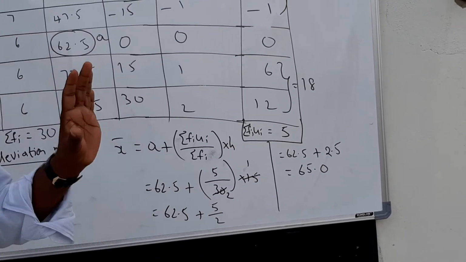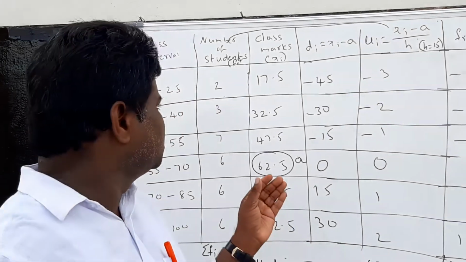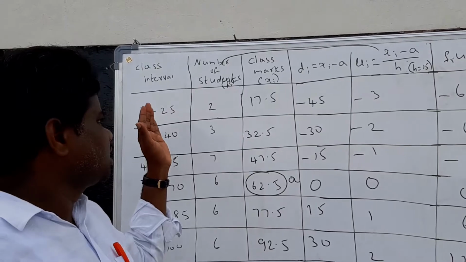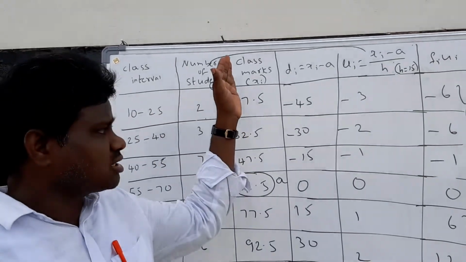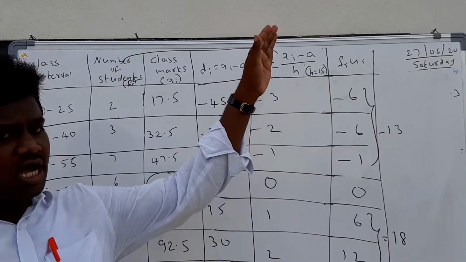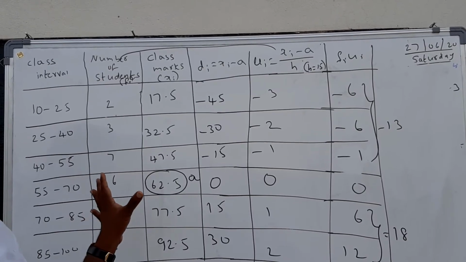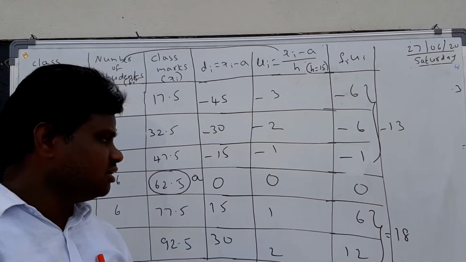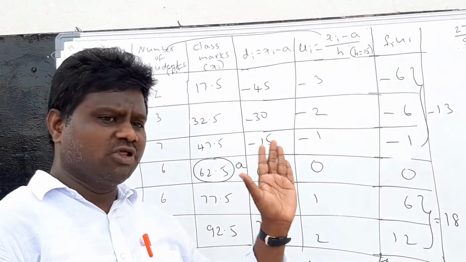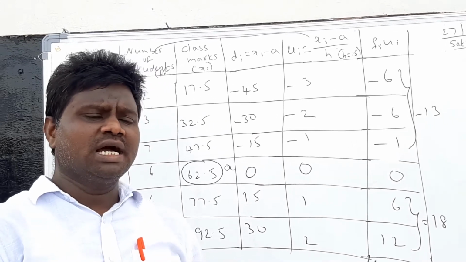So children, see carefully. This is the table used in the step deviation method. First you have to write the class interval and the frequency from the question. After that you have to calculate the class mark, then Di, then Ui, then Fi Ui.